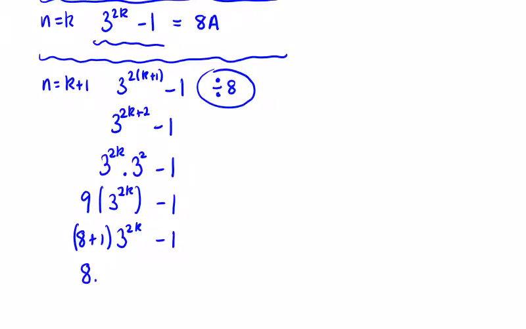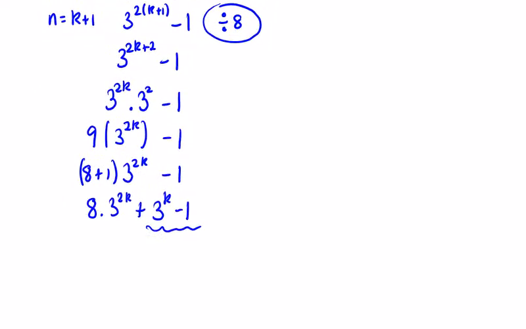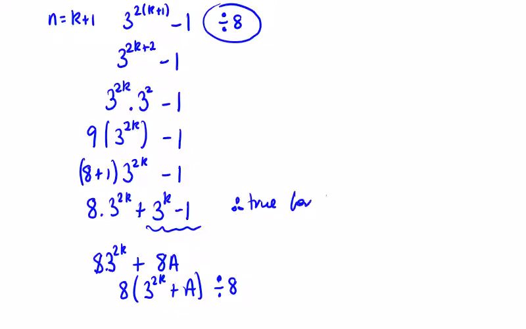So this is 8 times 3 to the power 2k plus 1 times 3 to the power 2k minus 1. And we said that this was 8a. So I can say that that's 8 times 3 to the power 2k plus 8a, which is 8 times 3 to the power 2k plus 8, which is divisible by 8. Therefore, true for proposition k plus 1.